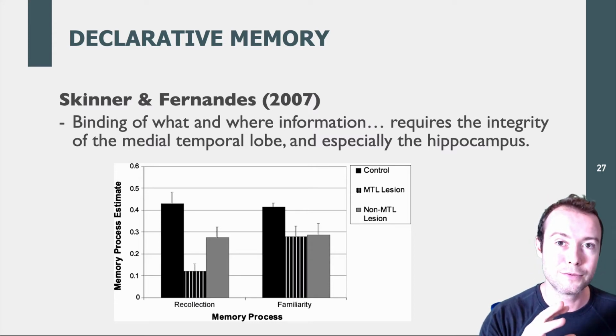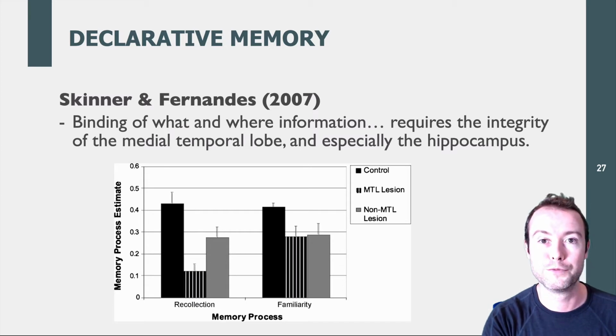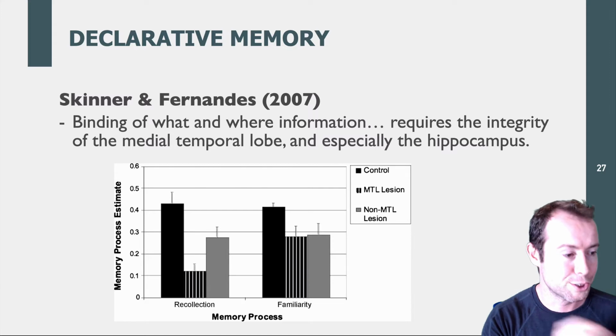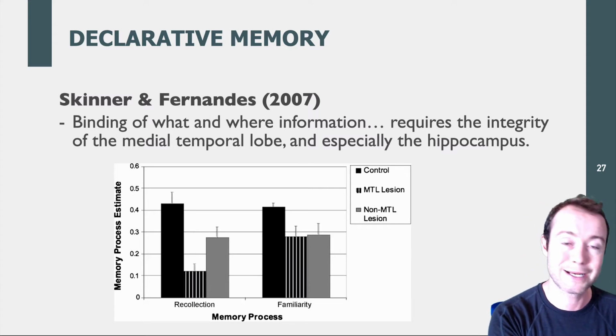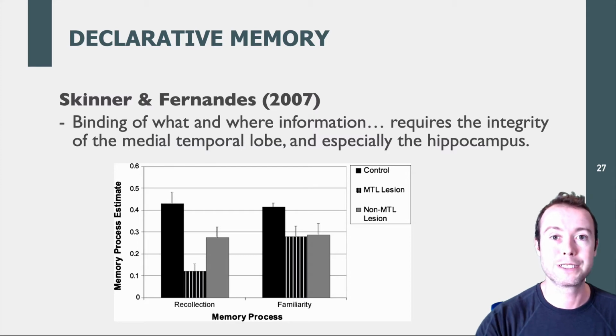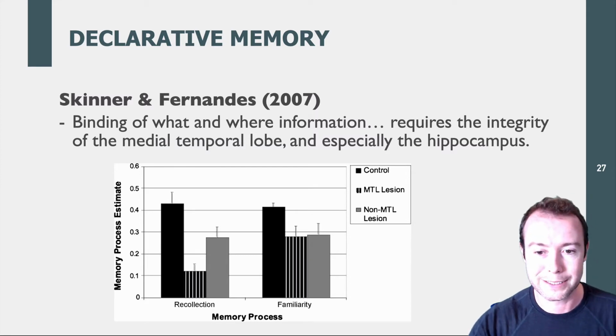And we see this really big drop off in performance for medial temporal lobe lesion patients, suggesting that this medial temporal lobe is kind of critical for this recollection ability, and therefore critical for this sort of binding of the what-where information that's presented here.